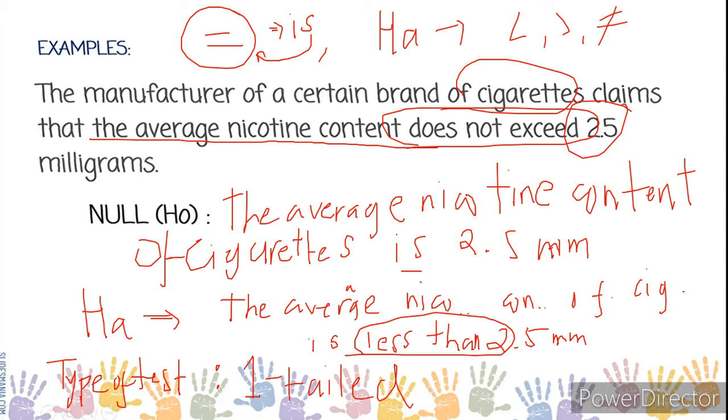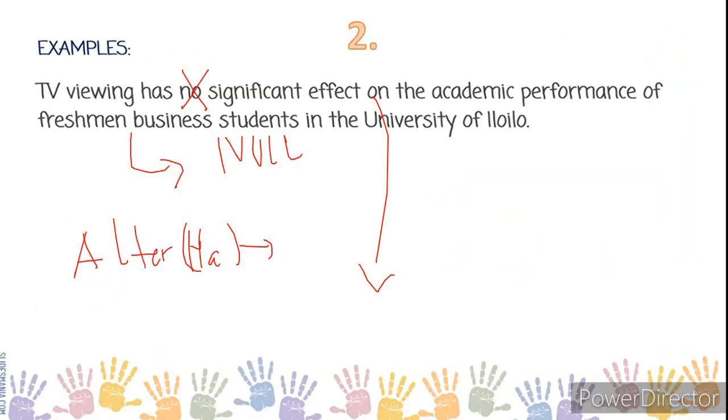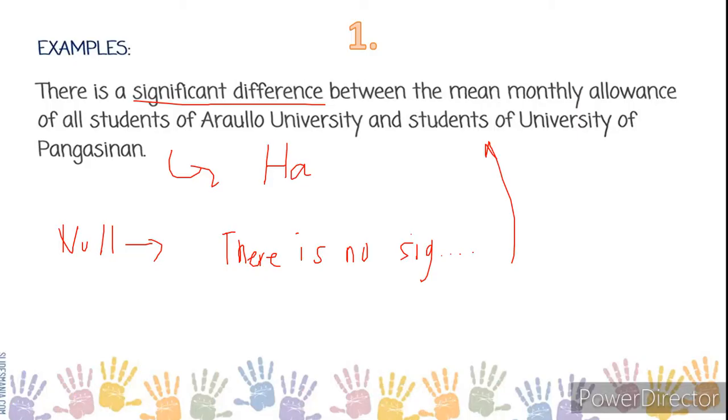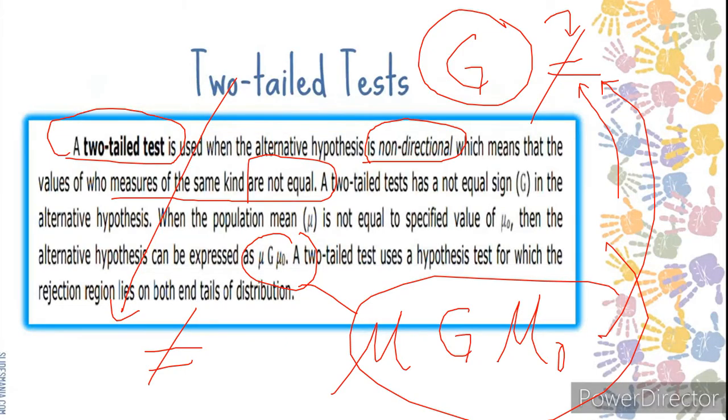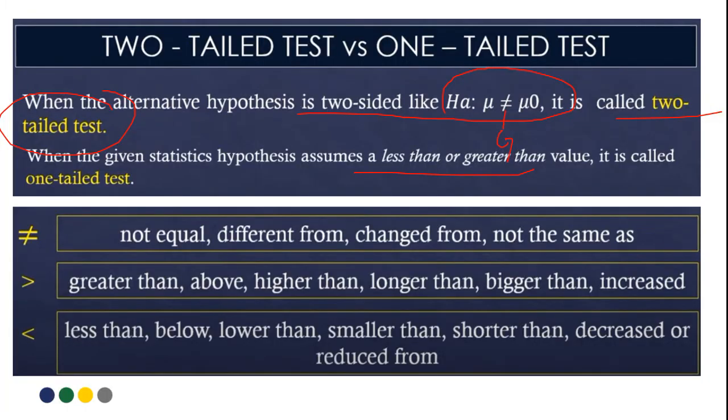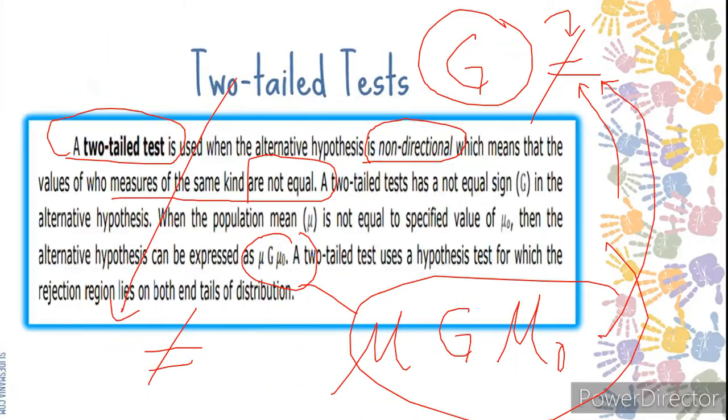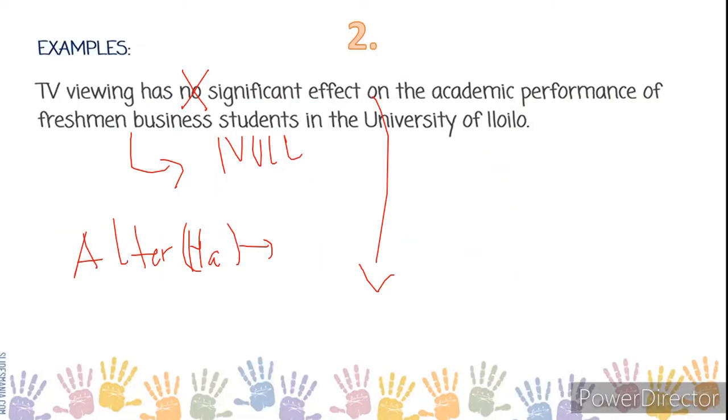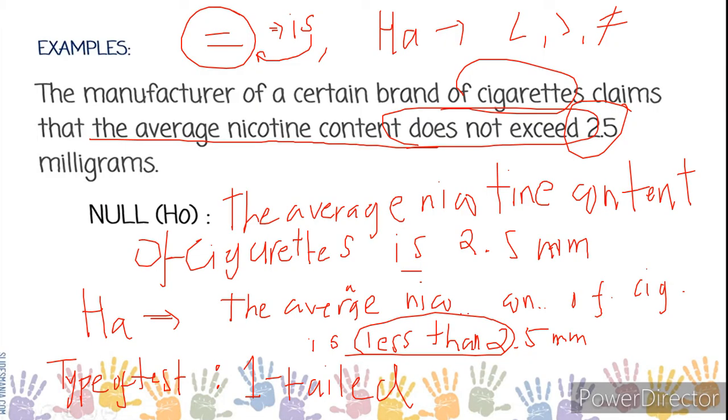Hindi ko nalagay eh. Dito naman, the manufacturer of a certain brand of cigarettes claims that the average nicotine is application na ng type of test. Yung H1, ito na yon. Yung sa two-tailed and one-tailed, ito na yung application niya. If you're talking about two-tailed and one-tailed, diyan na po papasok ito. Yung mayroon siyang less than at equal.